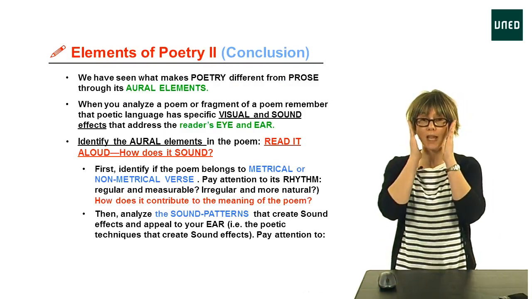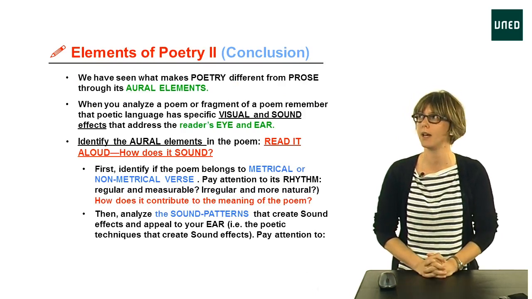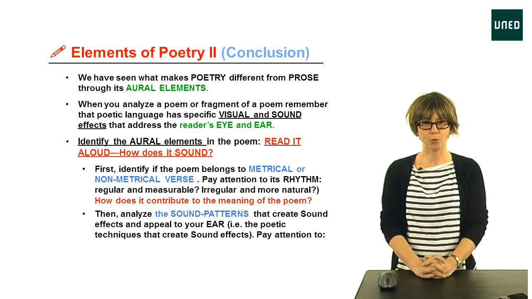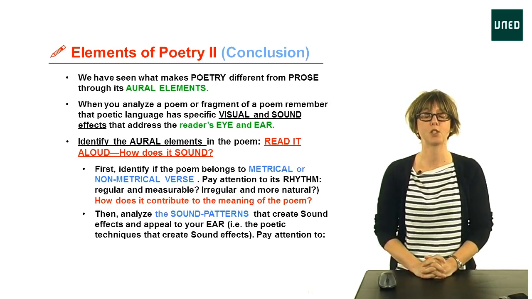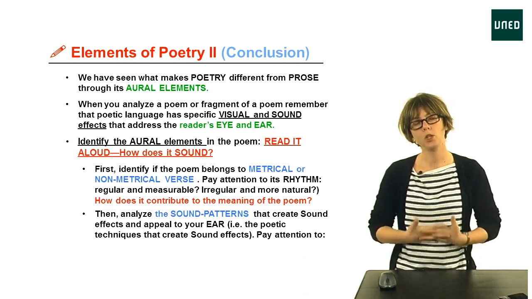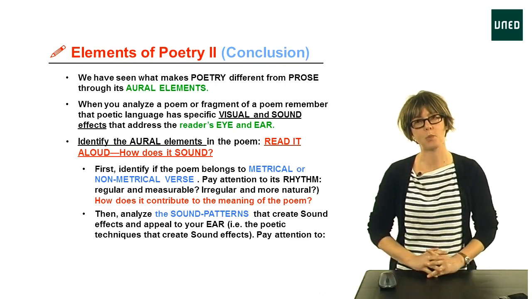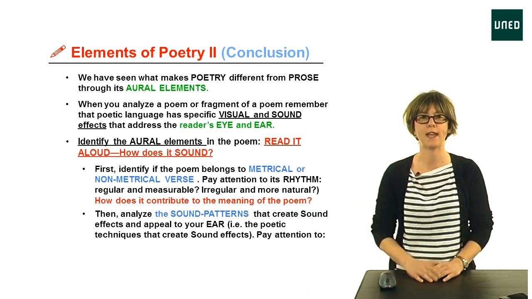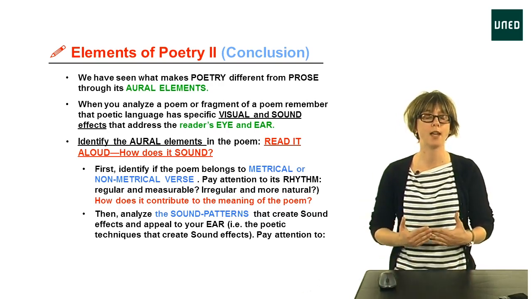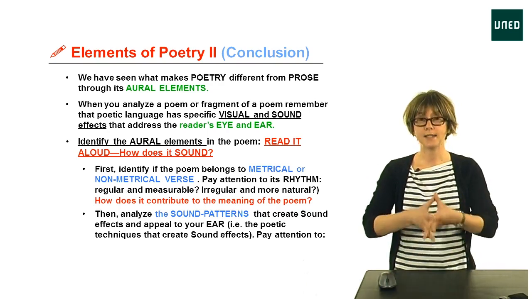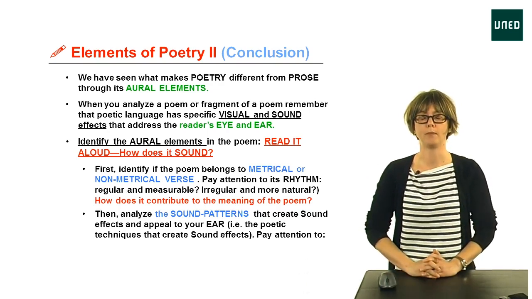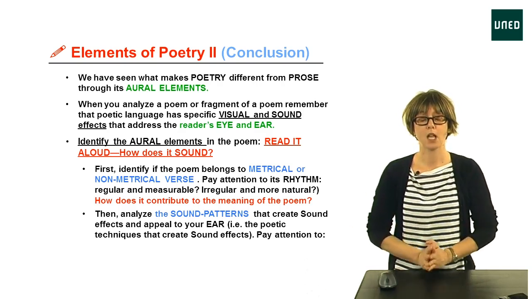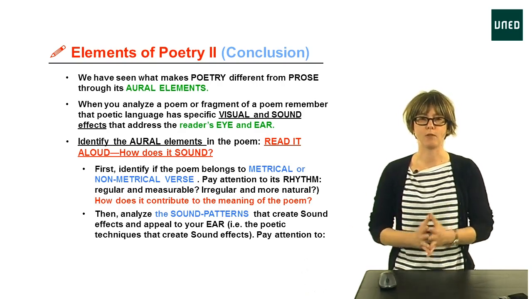Okay, so to end this introductory video and as a way of conclusion, we have seen what makes poetry different from prose through its oral elements. Now, when you analyze a poem or fragment of a poem, remember that poetic language has specific visual and sound effects that address the reader's eye and ear. Identify the oral elements in the poem. For this, you have to read it aloud several times. I would say, how does it sound?